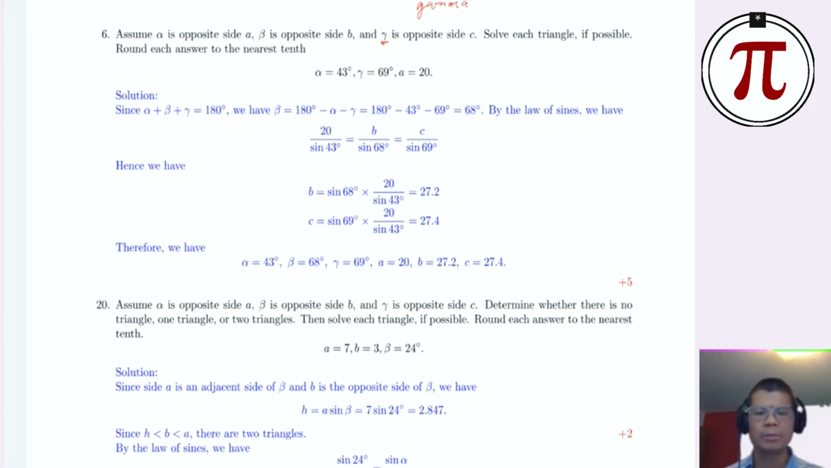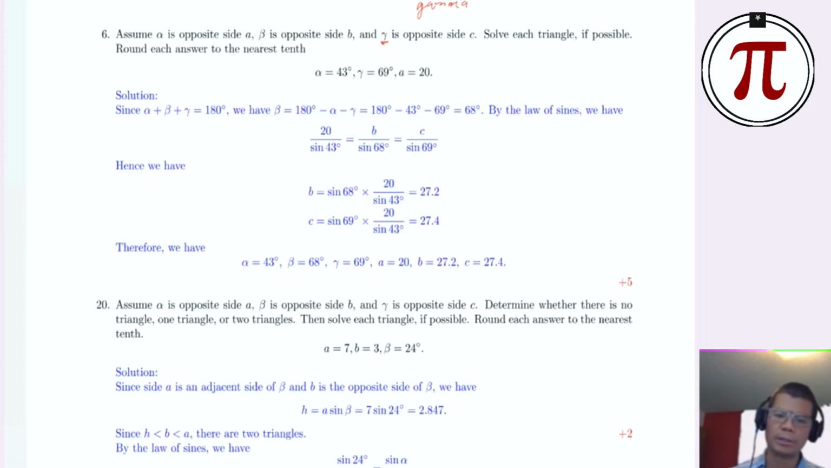By law of sines, we have this equation, right? 20 is A, 43 is alpha, so 20 over sine 43 equals B over sine beta, and beta is 68, we just found it. That equals C over sine 69 degrees, right? Then we can find B by multiplying sine 68 times this one. Okay, we got 27.2. C equals this one times sine 69, which equals 27.4.